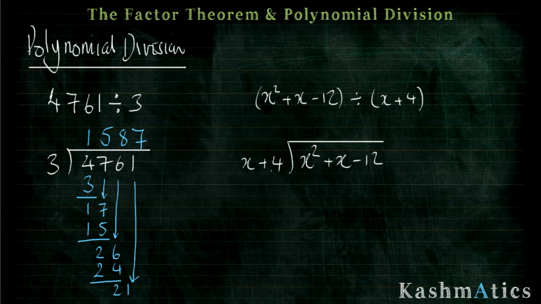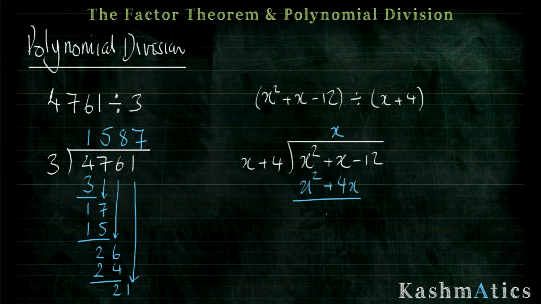Now it does work slightly differently to the numbers in the sense that we're only concentrating on this term to begin with. So we ask ourselves, how many x's are there in x squared? Or the other way you could think about it is, what do you multiply x by to make x squared? And the answer is x. Okay, x times x makes x squared. So you multiply the x by all of this now. Okay, x multiplied by x plus 4, which would be x squared plus 4x.